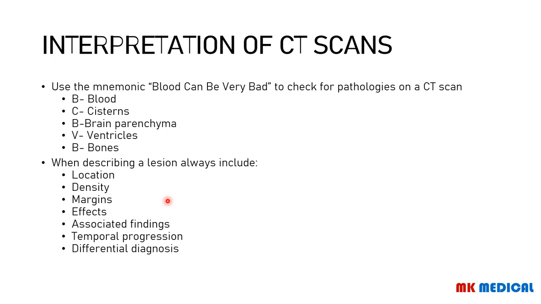Then we can use a mnemonic to check for certain pathologies on the CT scan, so that we don't miss anything. The mnemonic is: Blood Can Be Very Bad. B for blood, C for cisterns, B for brain parenchyma, V for ventricles, and B for bones. So remember that the bones are the last thing that you check. You check for any blood on the CT scan. You examine the different cisterns in the brain. You examine the brain parenchyma to see if there's anything, and remember, you're comparing whatever is on the left to whatever is on the right. Then you look at the ventricles and you look at the bone.